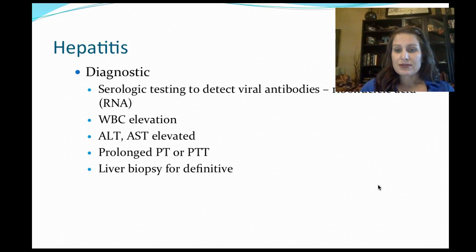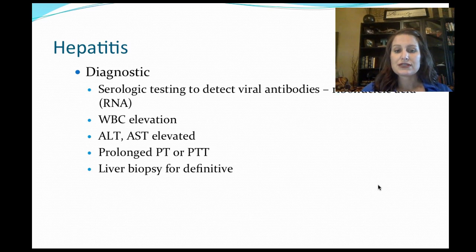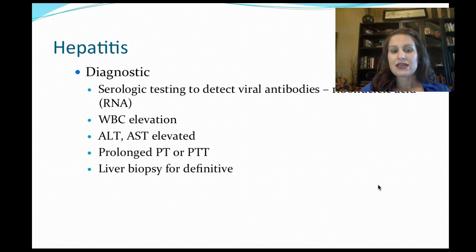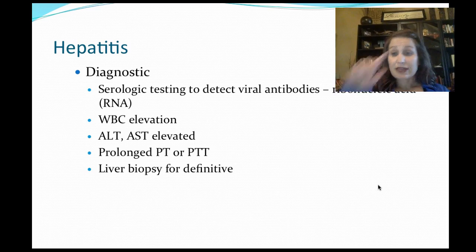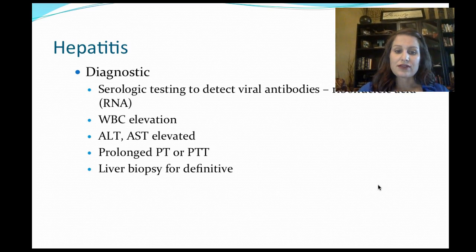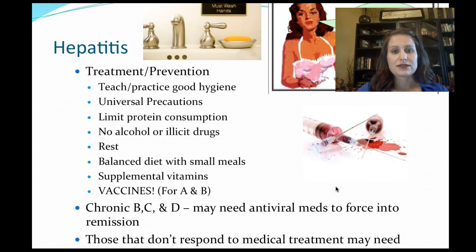With the different hepatitises, for diagnostics, we're going to do serological testing to detect any of these viral antibodies. Ribonucleic acid, the RNA. White blood cell counts will be elevated. ALTs, ASTs will also be elevated. You'll often see a prolonged PT or PTT, which puts them at risk for bleeding. Liver biopsy for a definite diagnosis.